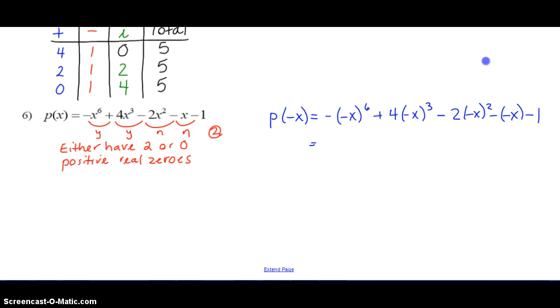So we know that negative x to the 6th is a positive power, so we're going to end up with a positive x to the 6th, but we have a minus sign out front, so we're going to end up with negative x to the 6th here. Negative x cubed, when we cube negative x, we get negative x cubed. So we're going to end up with minus 4x cubed after we multiply that positive 4 to it. Negative x squared, following order of operations, we're going to end up with x squared times negative 2, so we're going to end up with minus 2x squared. Negative x gives us positive x, and then we have our minus 1 back at the end.